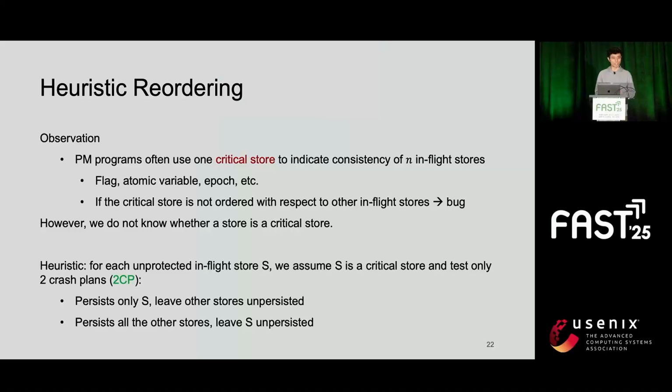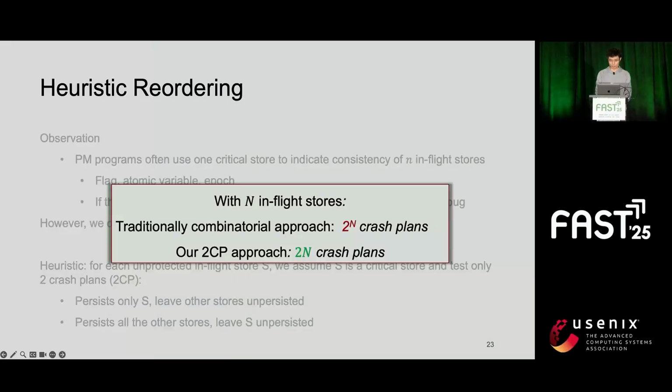First, we persist only this unprotected store and leave other stores unpersisted. Second, we persist all other stores but leave this unprotected store unpersisted. So with this heuristic, we reduce the search space. For example, with n in-flight stores, a traditional combinatorial approach will generate 2 to the power of n crash planes, but our heuristic approach generates only 2n crash planes, which dramatically reduces the search space.